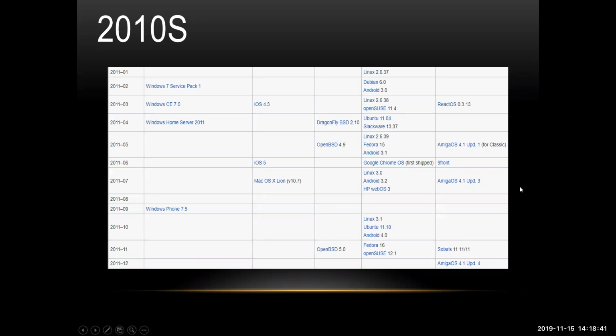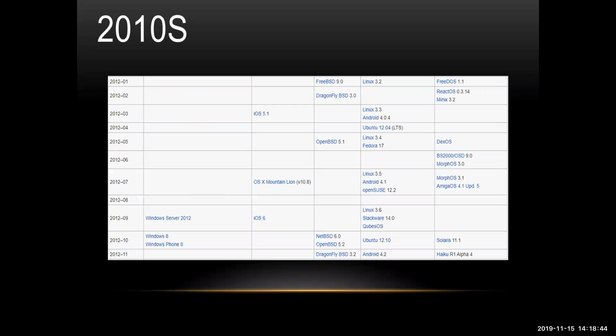And then year 2012, during January, we started with FreeBSD 9.0, Linux 3.2, and FreeDOS 1.1. FreeDOS is a free operating system for IBM PC-compatible computers. It intends to provide a complete DOS-compatible environment for running legacy software and supporting embedded systems. And then February, we had DragonFly BSD 3.0, ReactOS 0.3.14, and Minix 3.2.